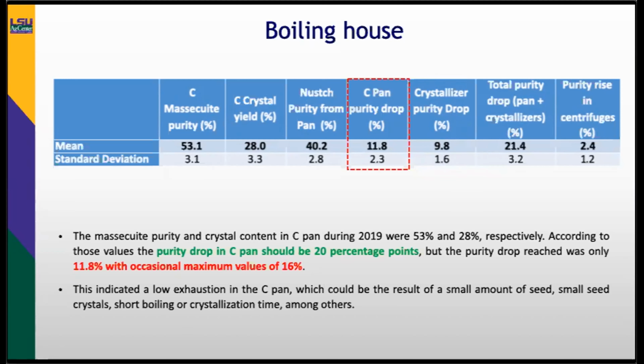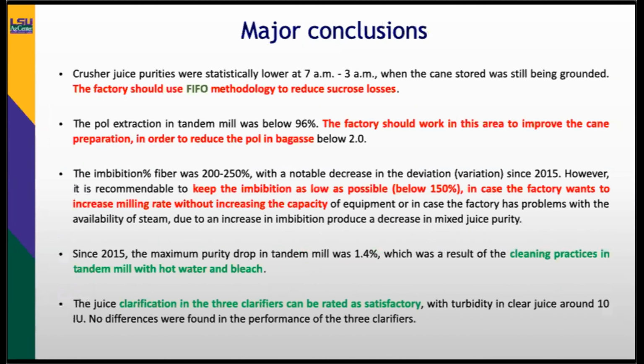So they have low efficiency here, sorry. This indicates a low exhaustion in the C-pan, which could be a result of a small amount of seed, small seed crystals, short boiling or crystallization time, among other factors that could affect the efficiency in the C-pan. So we are going to work with this factory to try to figure out which of those factors are affecting the C-pan efficiency. The results that I already showed you are just some of the results that we obtained for this analysis, but here I'm going to show you all the conclusions that we got.